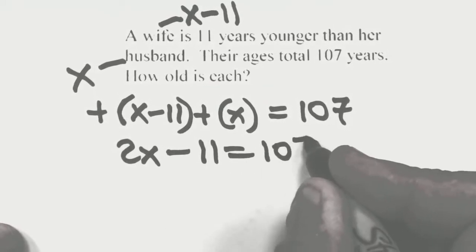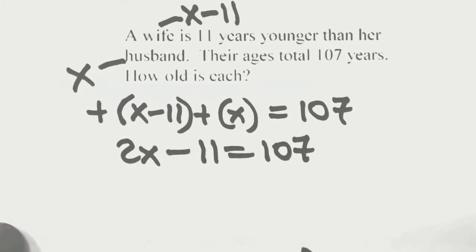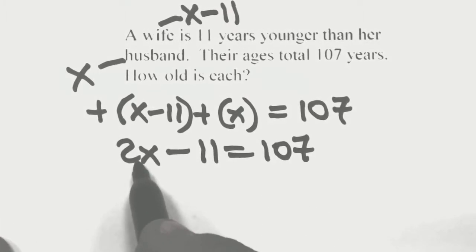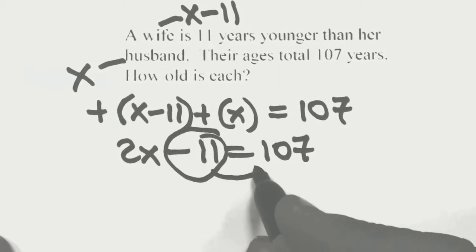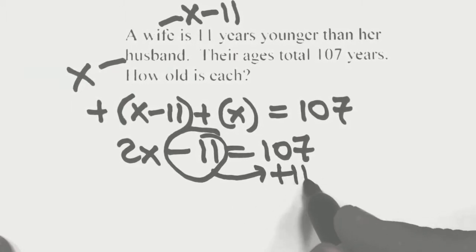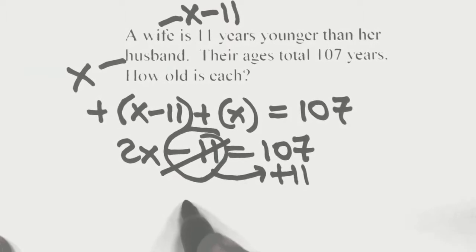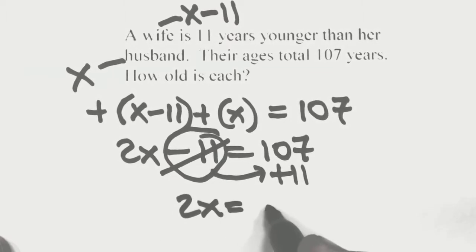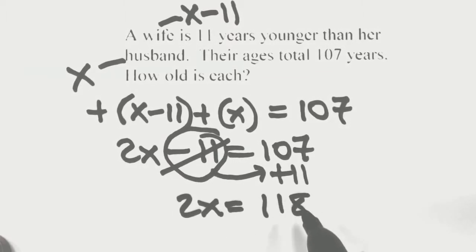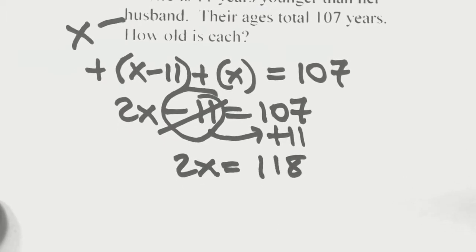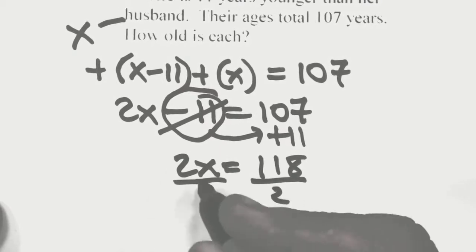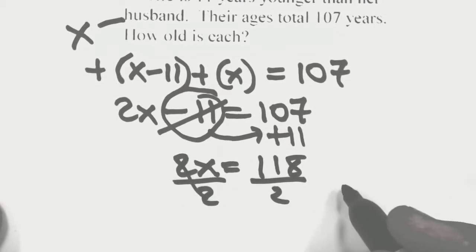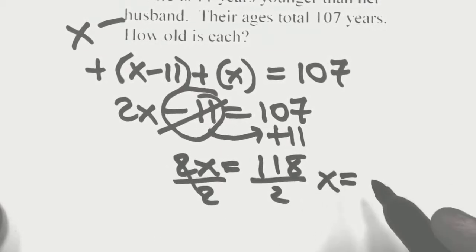Equals 107. Okay, well, remember, we only want variables on the left, numbers on the right, so this minus 11 has to move. It goes over as plus 11, so I end up now with 2x equals 118. Okay, well, the last step here, divide both sides by 2, and we come up with x equals, what do we have here?